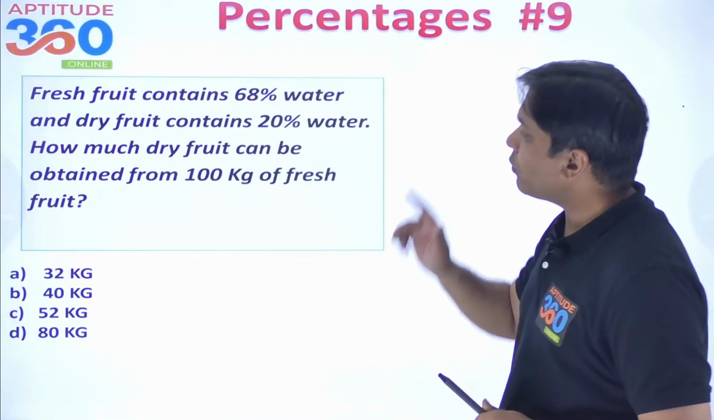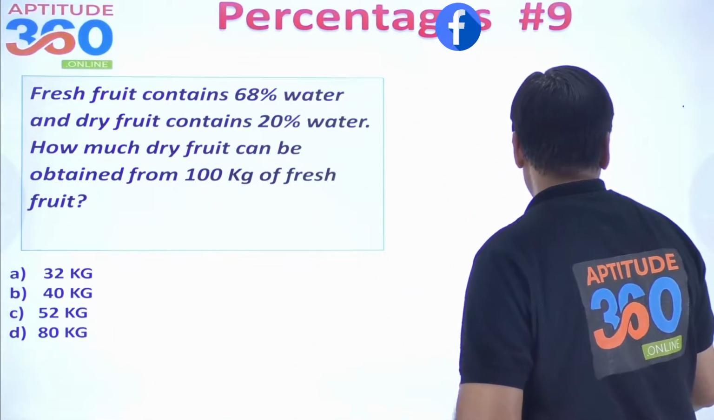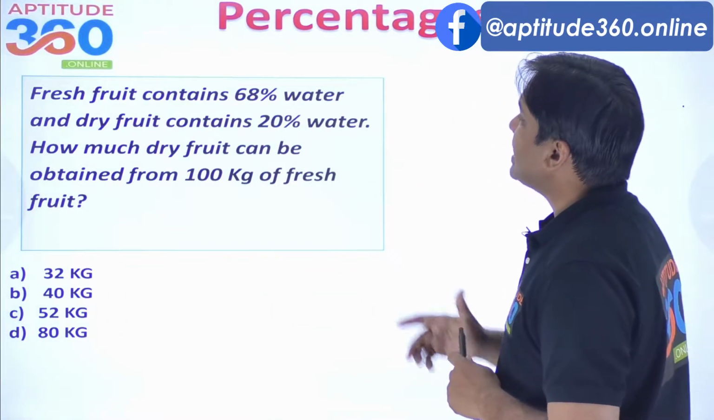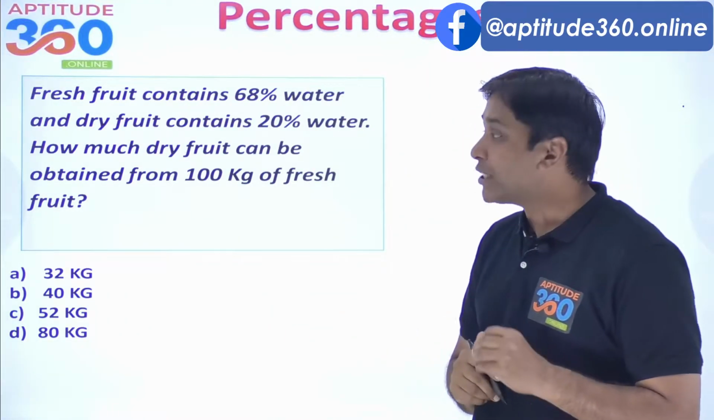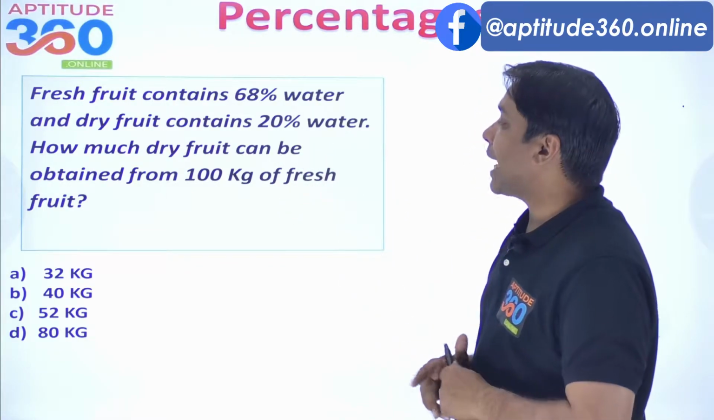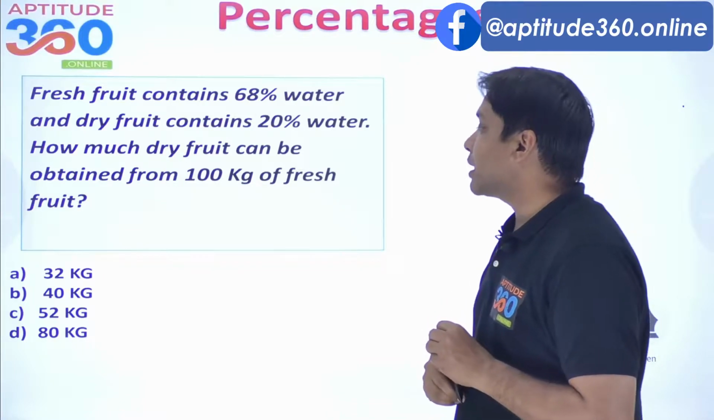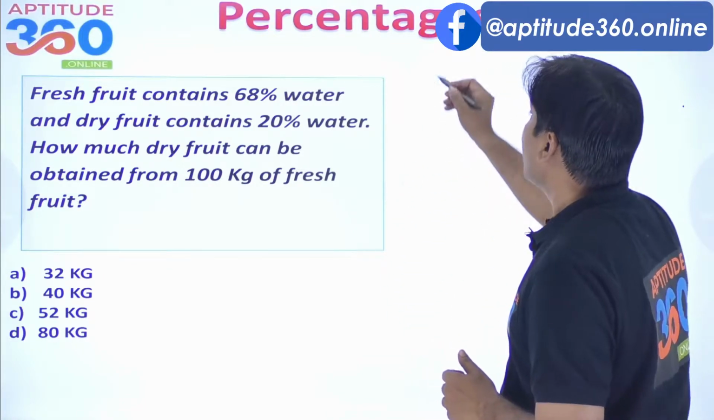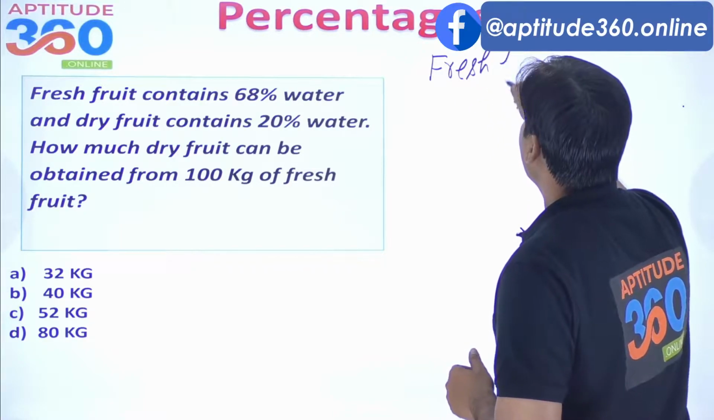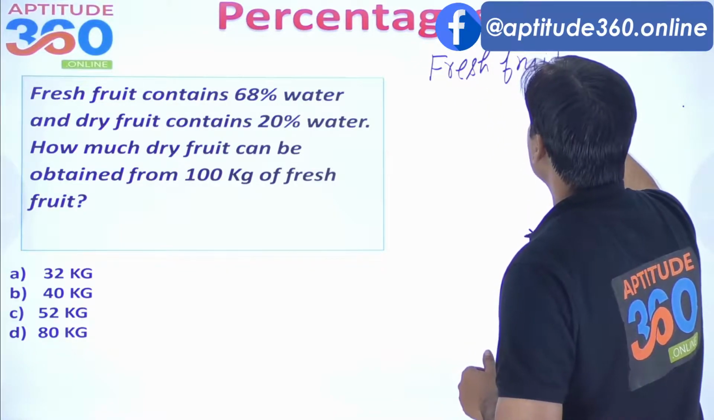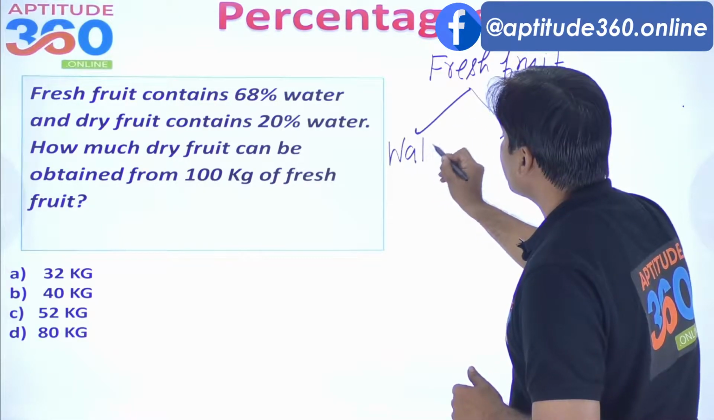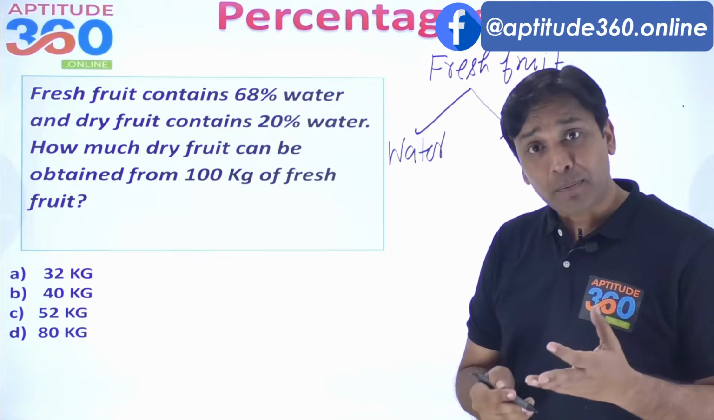Percentages, right? So the very first question that I am taking out here is, a fresh fruit contains 68% of water and dry fruit contains 20% of water. How much dry fruit can be obtained from 100 kilogram of fresh fruit? Now if you have got fresh fruit, it certainly is going to have two things. What is that? It is going to have water, and then there is something else which is not going to change, which is pulp, right?